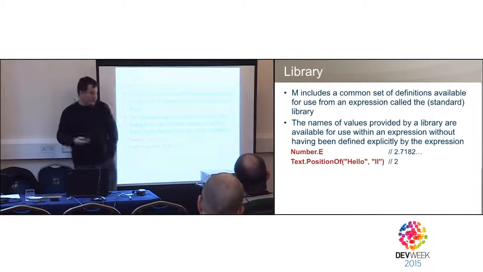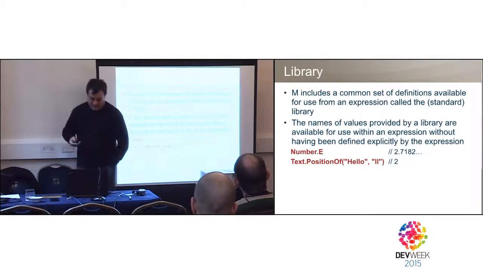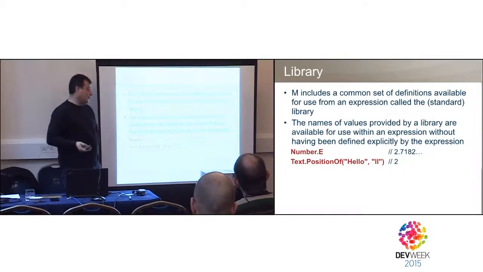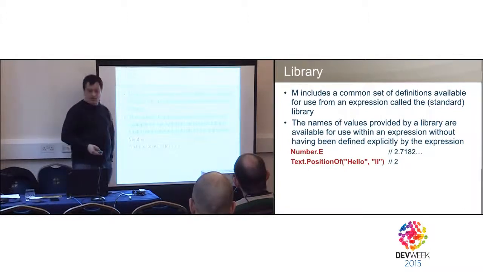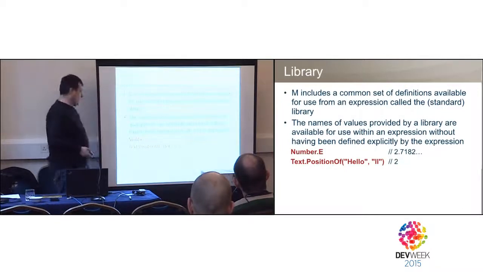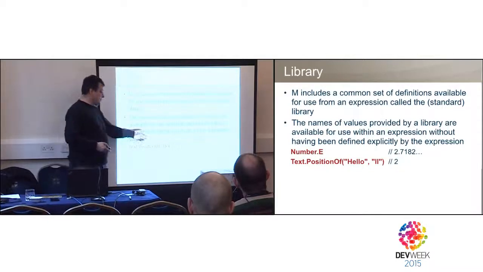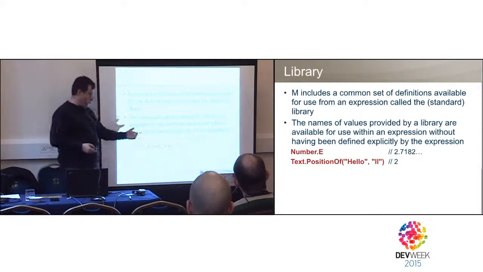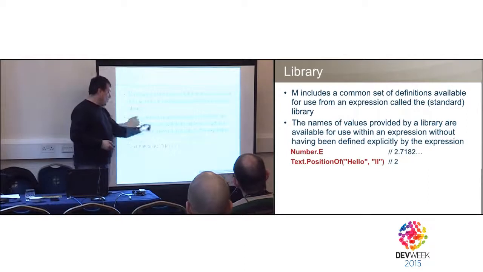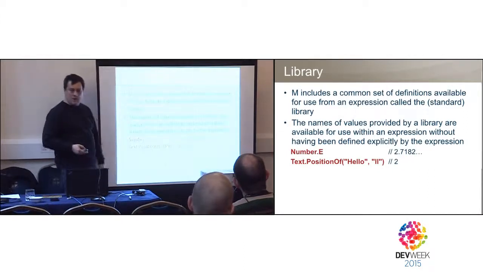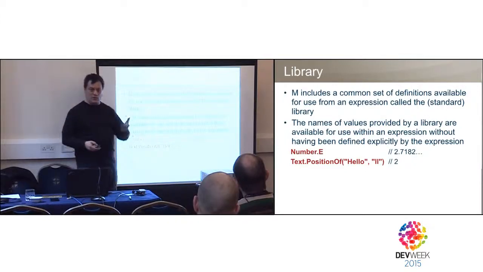The names of values, so we have constants, like named values, which are provided by the library. So you don't need to explicitly define them. You can just use them. So we have, for example, constants like number e or pi, and we can use some predefined functions like position of, which gives me the position of substring in a string.